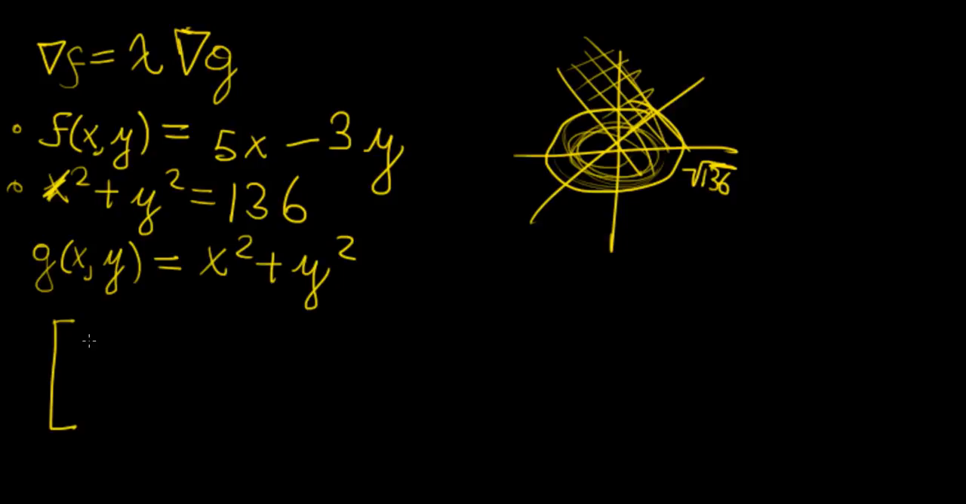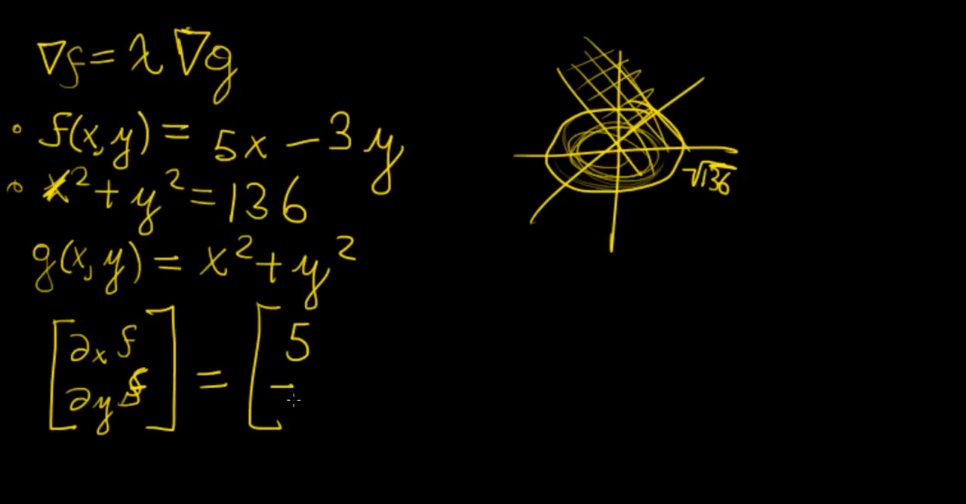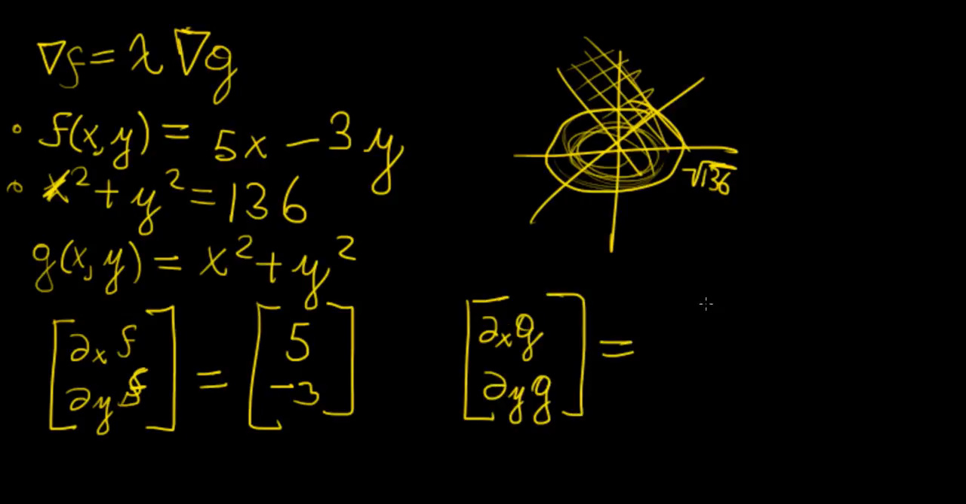So that's going to be a vector of 2. The first element is going to be the partial derivative of f with respect to x. Second one, the partial derivative with respect to y. So this one is going to be 5 and minus 3. That one is very simple. And then for g we're going to have the following: 2x, and this is going to be 2y. So once again, very simple.